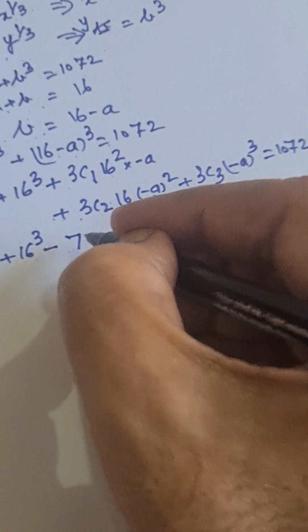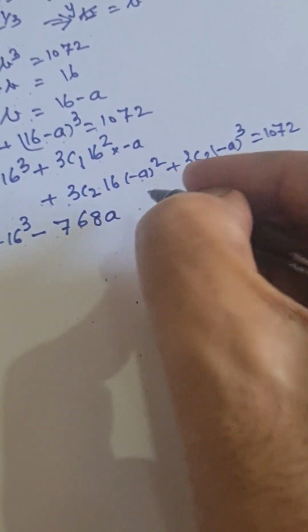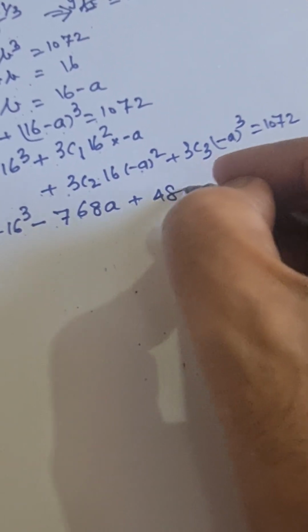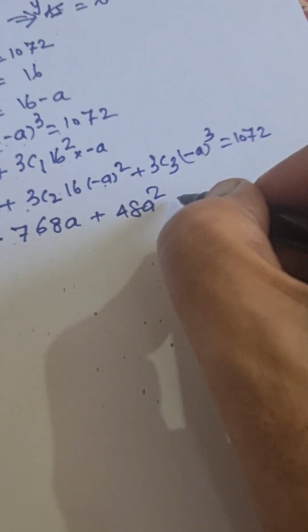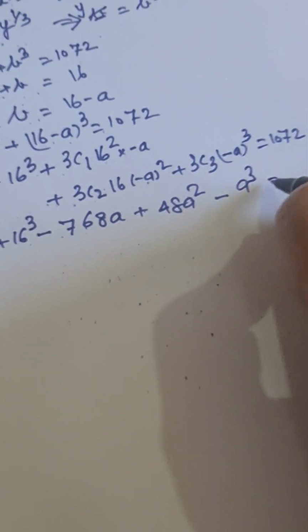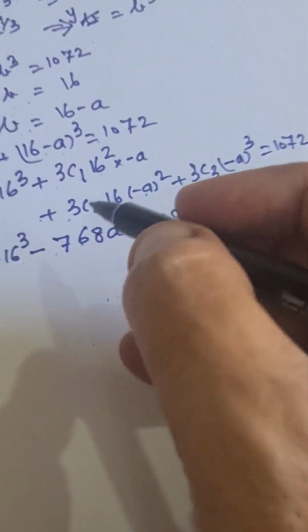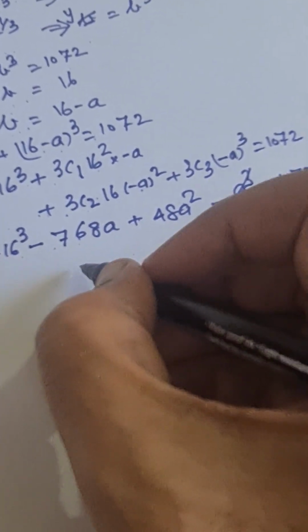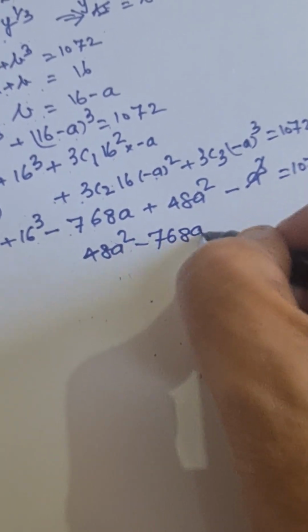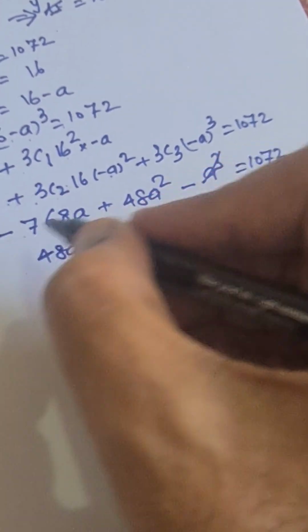minus, this becomes 3 and this 16 square is 256, so this becomes 768 a, and 3 times 16 is 48 a square, and minus a cube equal to 1072. So this cancels with this, so we are left with 48 a square minus 768 a and 16 cube and minus 1072.